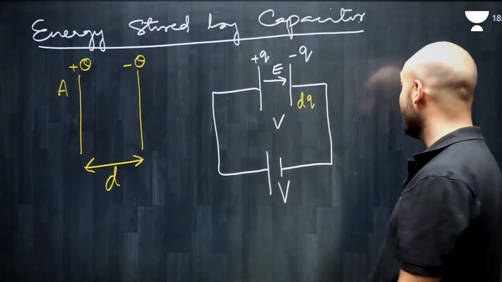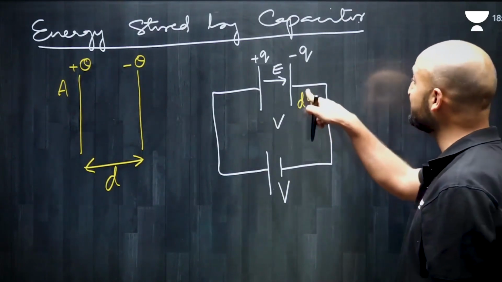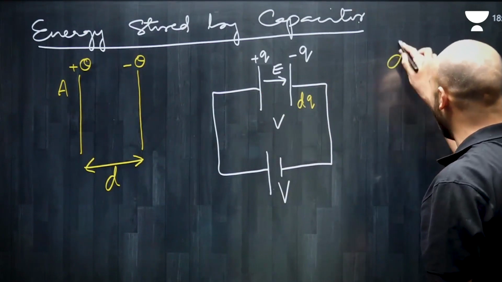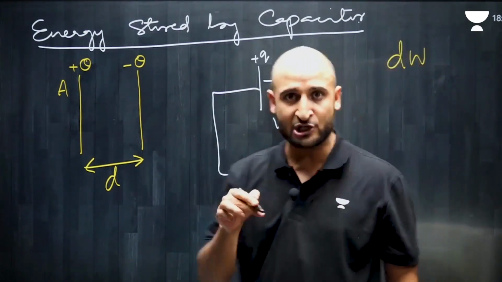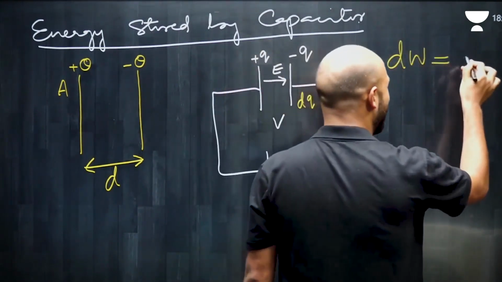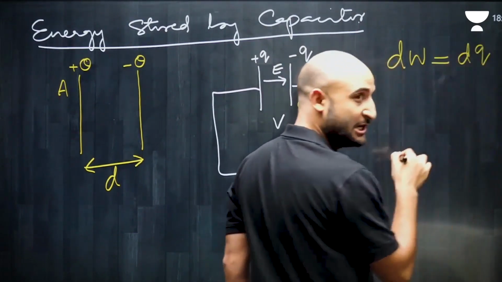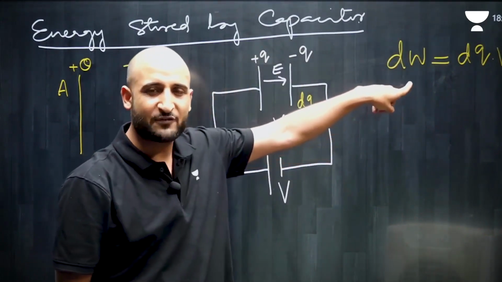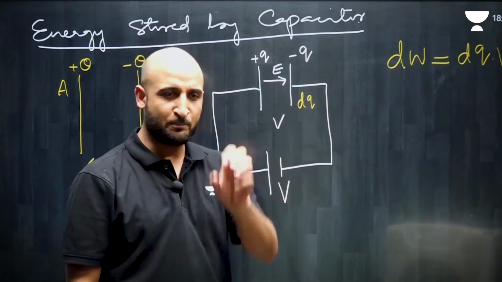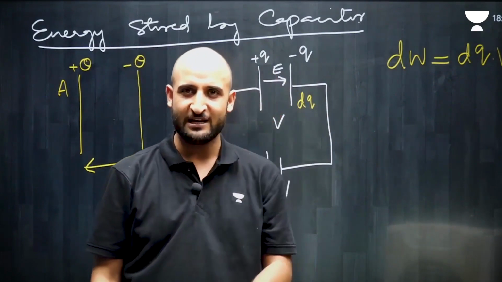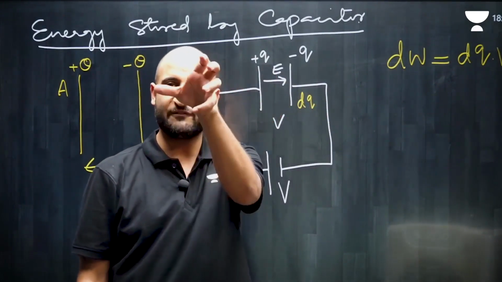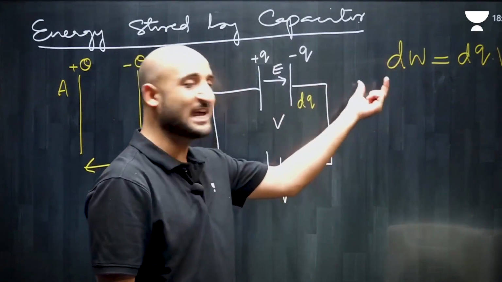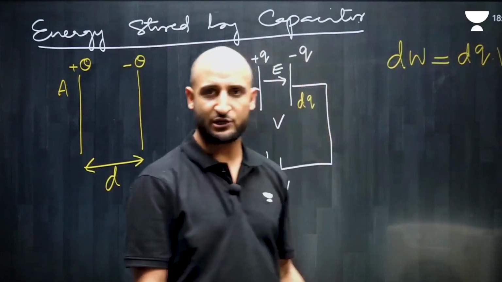Right? How much work is to be done by the battery in taking a further charge dq from the negative plate to the positive plate? That small amount of work done by the battery will be equal to the charge that needs to be transferred, that's dq, into the potential difference. This is the equation which comes from your electrostatics: when you put charge q in a potential difference V, the potential difference V does a work of Q into potential difference. Since the Q here is dq, the work done by the battery will be equal to dq into V.